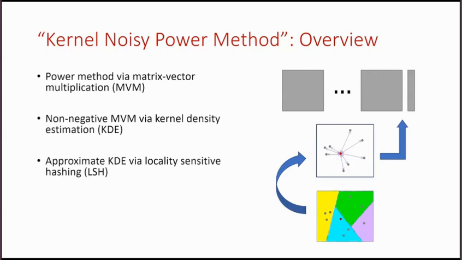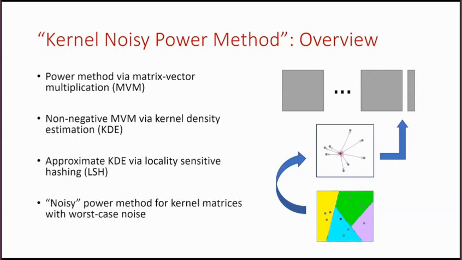Now we can use some recent work for fast data structures for KDE based on locality sensitive hashing, which is a powerful technique to get fast approximation algorithms for points in a high-dimensional space. And what we get in the end is a noisy version of the power method, where in each step the MVM operation is not exact, it has some error. And there has been past work on noisy power methods, but those works assumed that the noise was random. And in our case, the noise is not random, it can be worst case, so it requires a different analysis that relies on specific properties of kernel matrices.